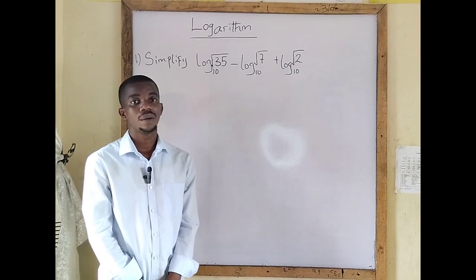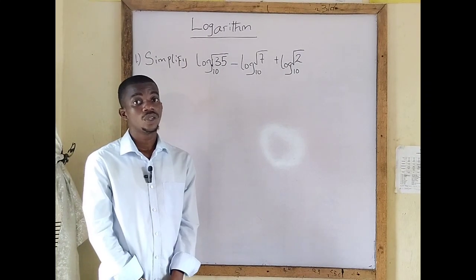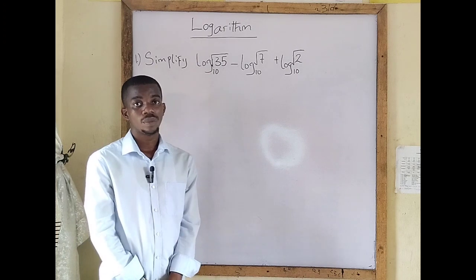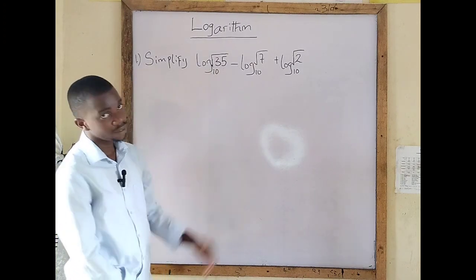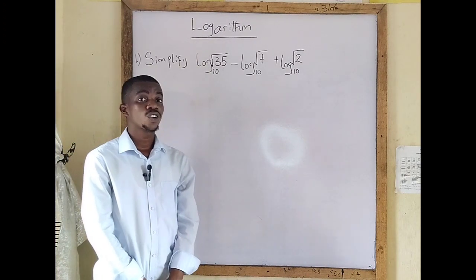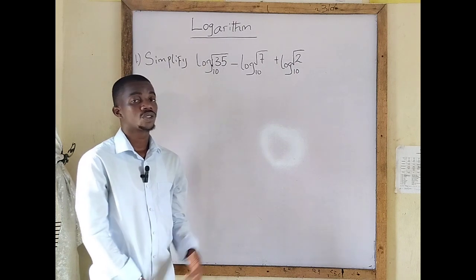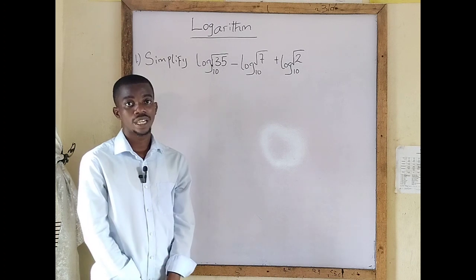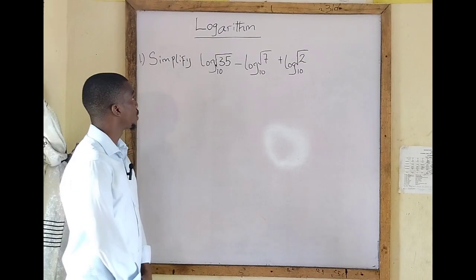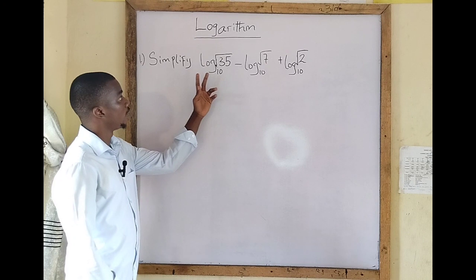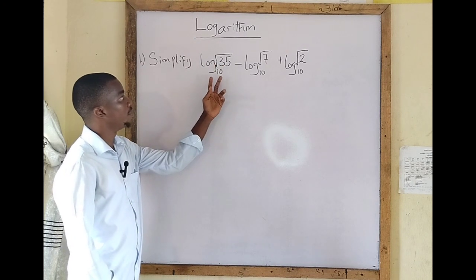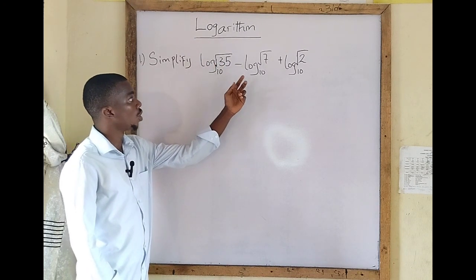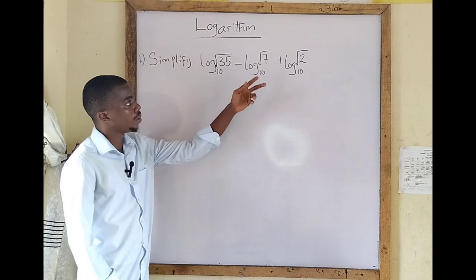Welcome to C.M.P lab. Today's video we are going to solve some problems on logarithm. But if you are not conversant with the rules of logarithm, you can check on our video on rule of logarithm. Okay, the first question says simplify log root 35 base 10 minus log root 7 base 10 plus log root 2 base 10.